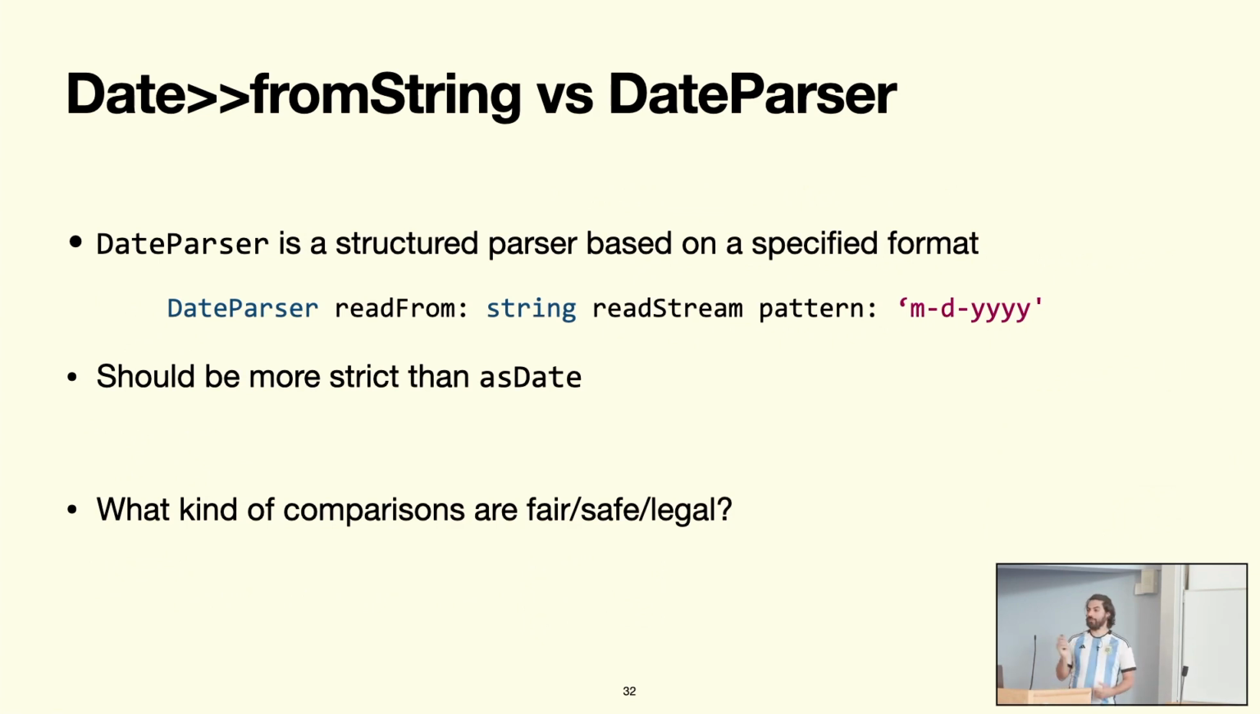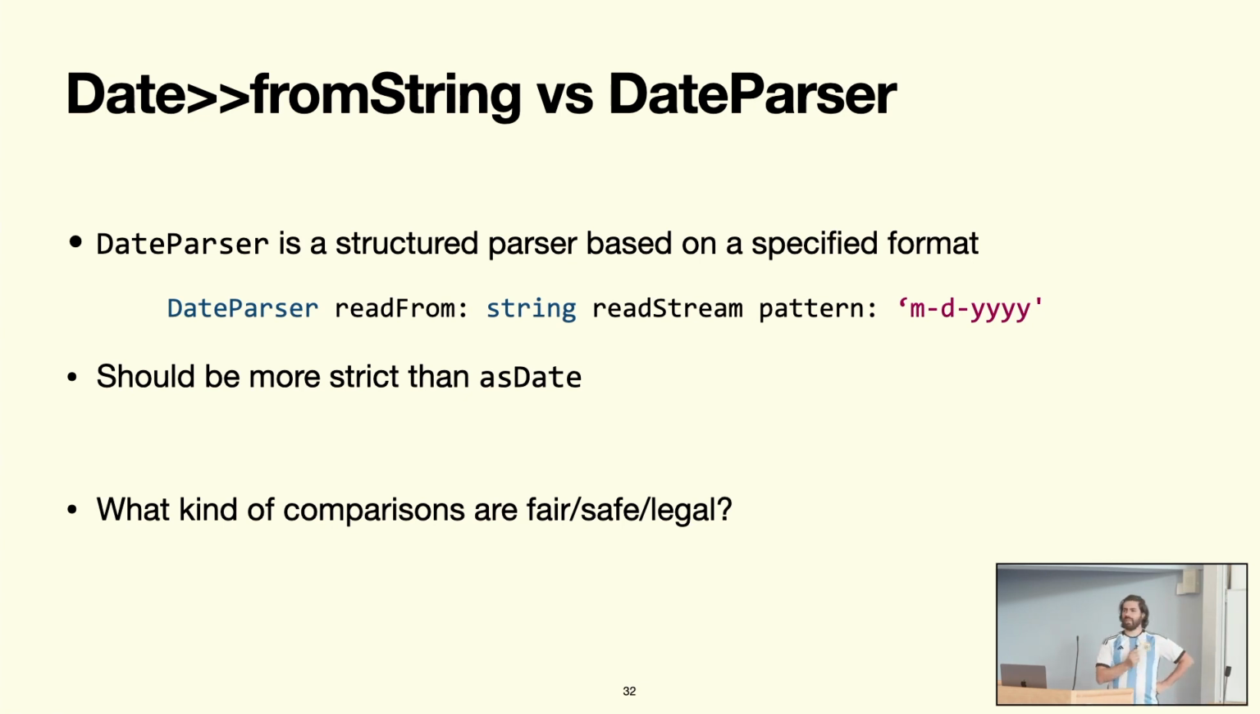Fortunately, in Pharo, there's another parser. In Pharo 11 too, it's a different date parser. It's a parser that is structured, and it will actually follow a pattern. So we have this date parser that you can give a stream and then a pattern to read, and then it will build a date, reading this string using the pattern that you tell it.